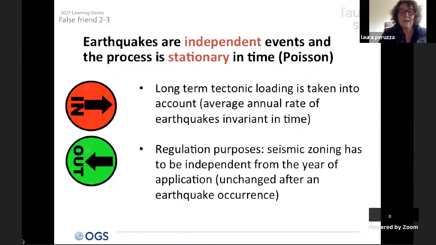There are reasons why this assumption has been adopted. The first reason is that seismotectonic probabilism wants to take care of the long-term tectonic loading. Long-term tectonic loading is taken into account, and it is thought that the annual average rate of earthquakes is invariant in time. The second reason has to do with the output of a seismic hazard assessment, what is going out from the process. And I refer to the regulation purposes that seismotectonic probabilism has. Seismic zoning has to be independent from the year of application. We cannot change the seismic zoning after each earthquake occurrence. And so the stationarity in time is a main requirement that accounts for these two factors.